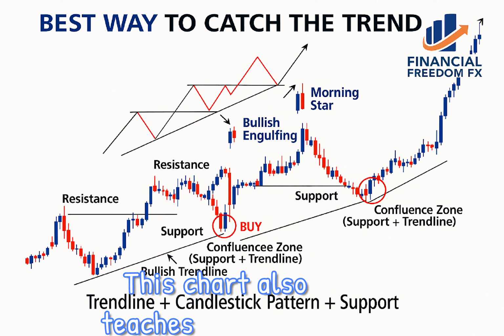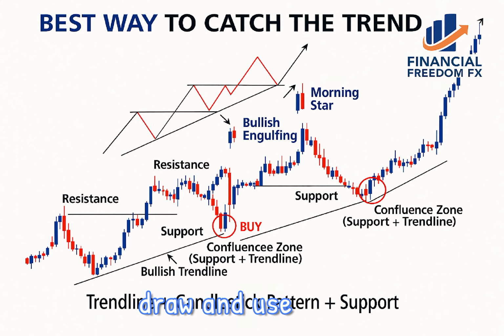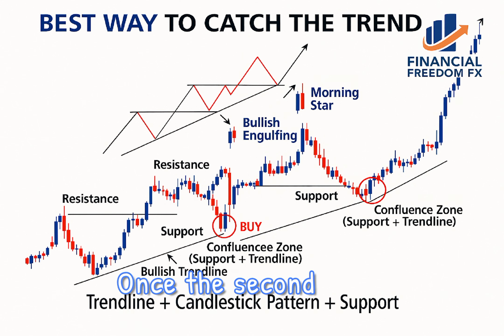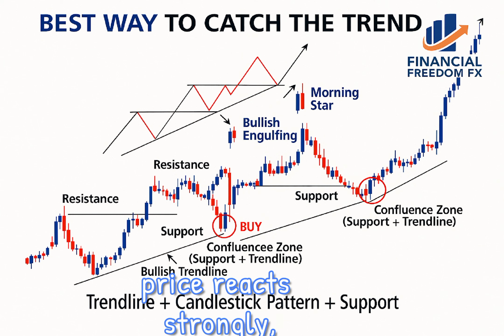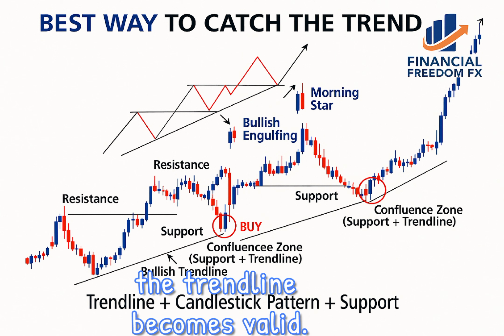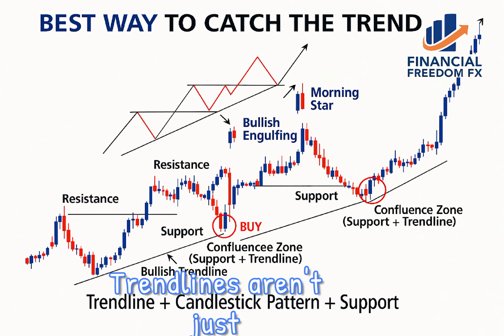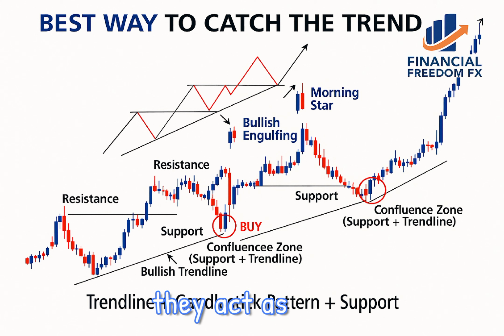This chart also teaches you how to draw and use trend lines effectively. Notice that the trend line is drawn by connecting at least two major swing lows. Once the second touch happens and price reacts strongly, the trend line becomes valid. Trend lines aren't just visual guides, they act as dynamic support. When combined with horizontal support and price action like engulfing or morning star candles, you create a powerful confirmation.